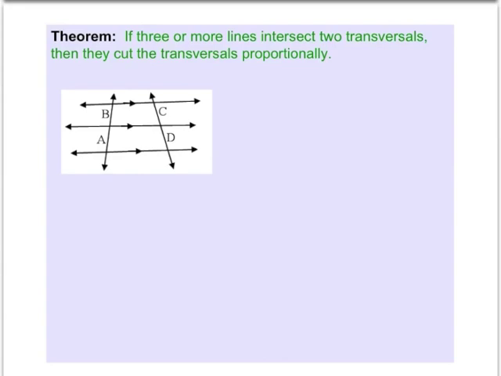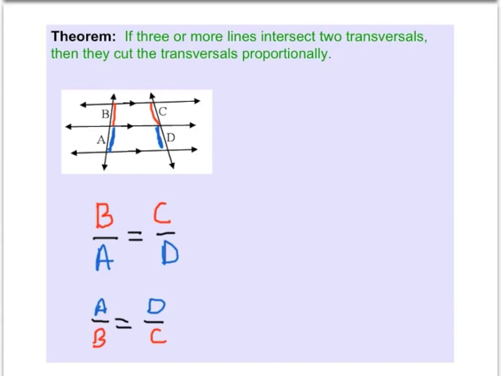Another theorem we have states if three or more lines intersect two transversals, then those lines are cut proportionally. In other words, b over a is equal to c over d. And there are some alternative ways we can write that as well. Here is another example. We can write the reciprocal, a over b is equal to d over c. And there are a couple other ways we can consider this.